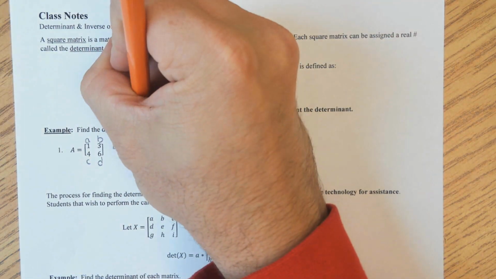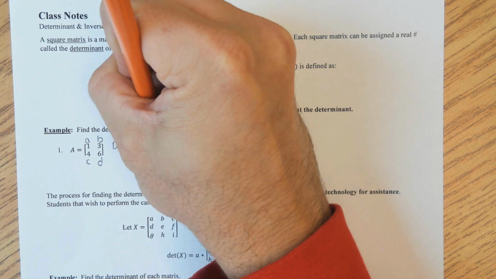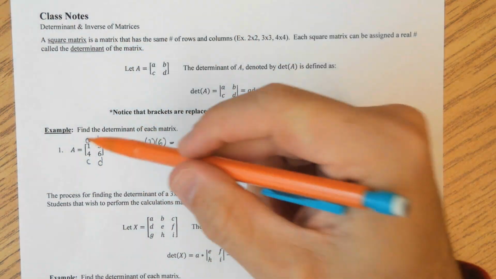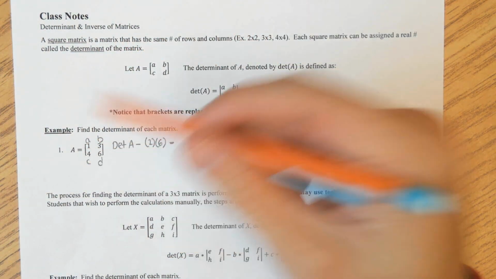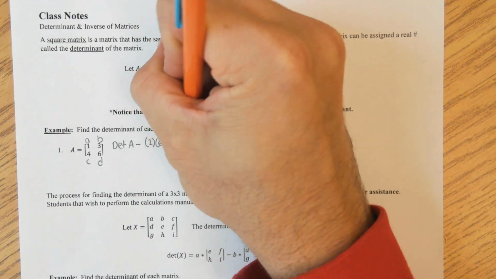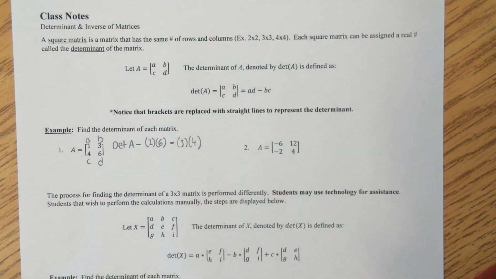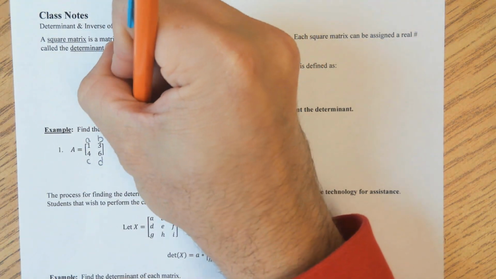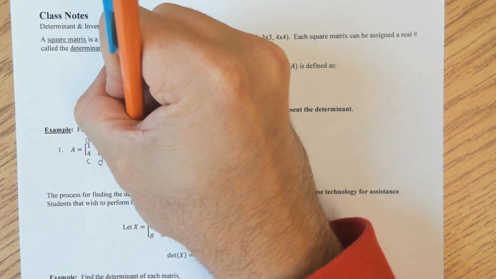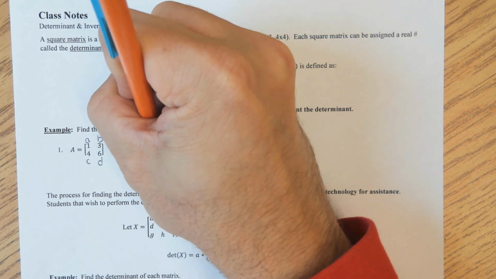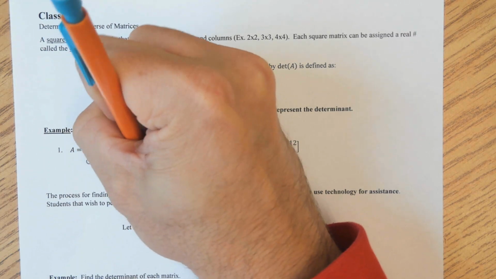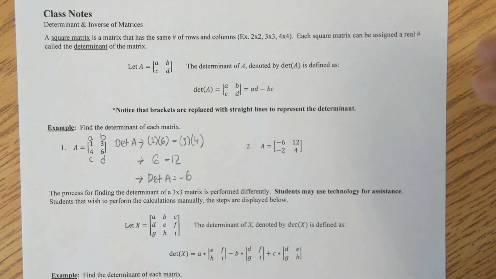We're going to do 1 times 6 minus, because that's A times D, minus B times C. So 3 times 4. So then that's going to give you 1 times 6, which is 6, minus 3 times 4, which is 12. And so then the determinant of A is equal to negative 6. And that's fine. Our determinant can be negative or positive. It doesn't matter. So that's the determinant of A for number 1.